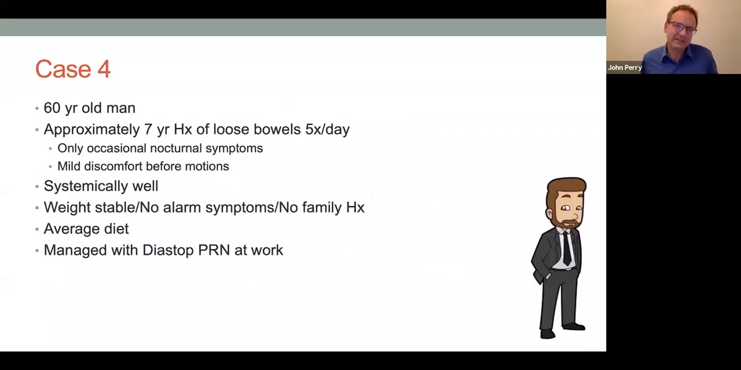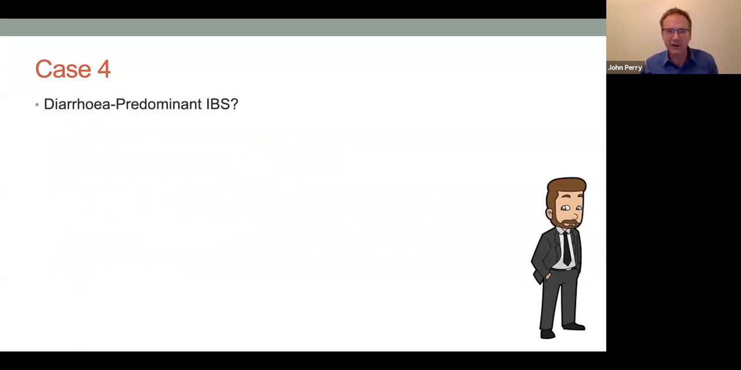The next case is a 60-year-old man, and he's had 7 years of loose bowels going 5 times a day with just some nocturnal symptoms, but basically gets a little bit of discomfort. His bowels open frequently, they're loose, he's otherwise fine, weight stable, nothing to be concerned about, getting on with life, using a bit of Diastop if he's going out walking. So this could be diarrhea predominant IBS, depending on how you read it.